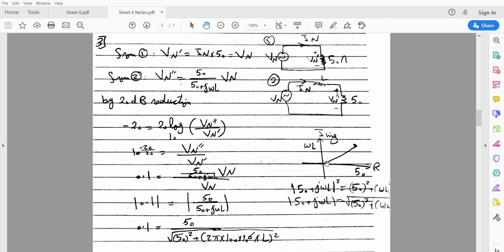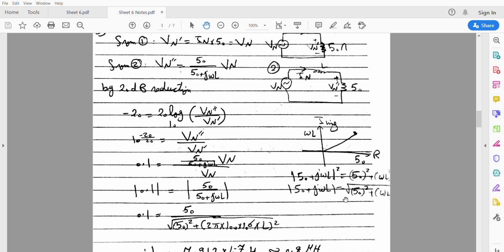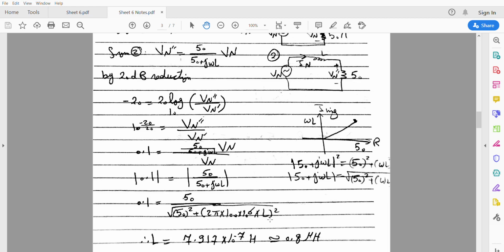To get the value of this hypotenuse, I just draw a triangle here by dropping this side. We get the value of the absolute of 50 plus j omega L, which is this hypotenuse. I get the value by squaring the x-axis, which is equal to 50, plus the y-axis, which is equal to omega L, all squared. But if I need the value only without powering, I will just put a square root. So by plugging this value here, I can now get the value of the inductance, which, if added in series to the circuit, the voltage will drop by 20 dB. So the value is equal to 0.8 microhenry.